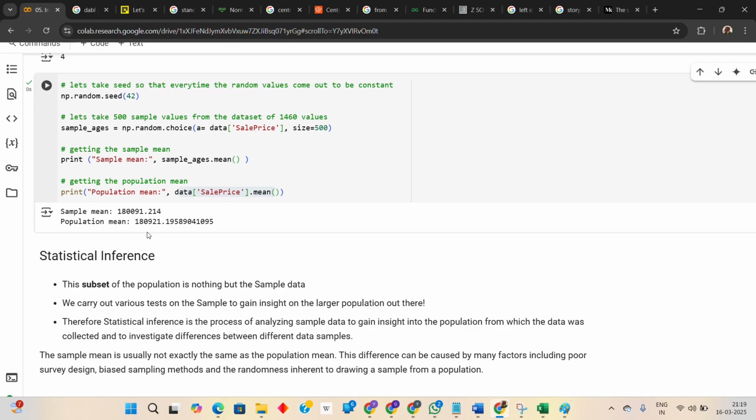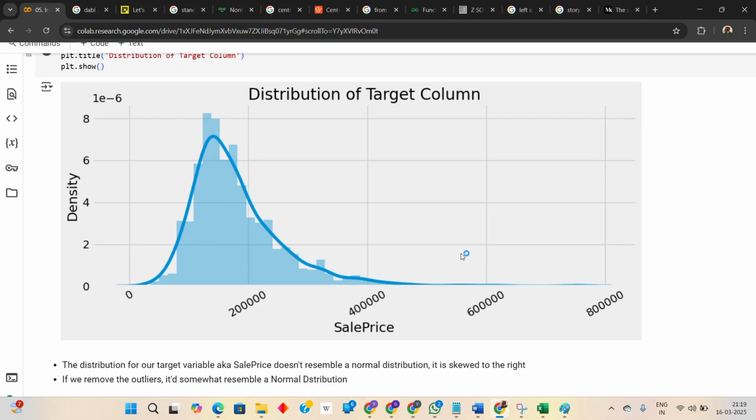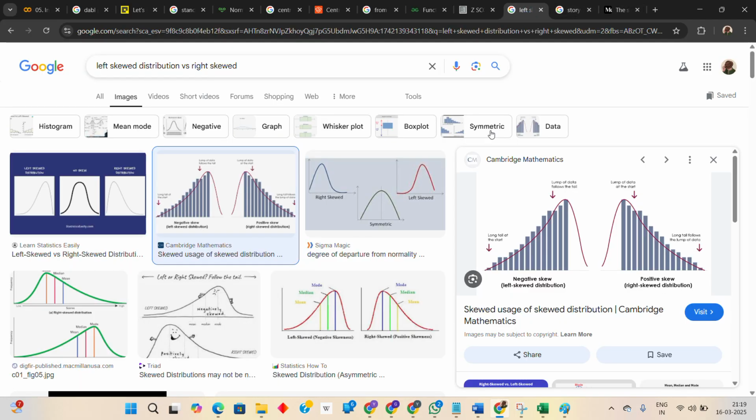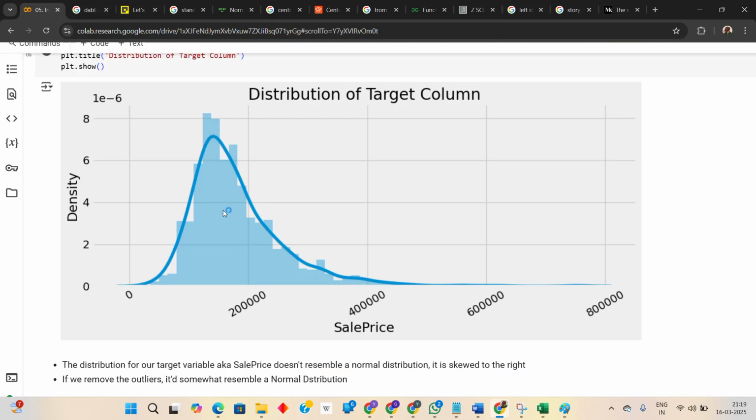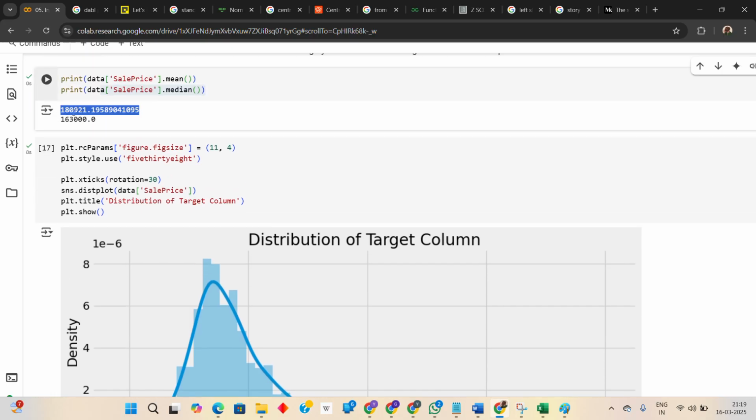If the data points are very well organized, though the data is not perfectly normalized, here the data points mostly stop here. So it is left skewed. Not left skewed, I also get confused many times. The data is like this, which means here it is right skewed. Okay, it is right skewed. The data points are allocated more like this, and the average we already calculated is 180,921.